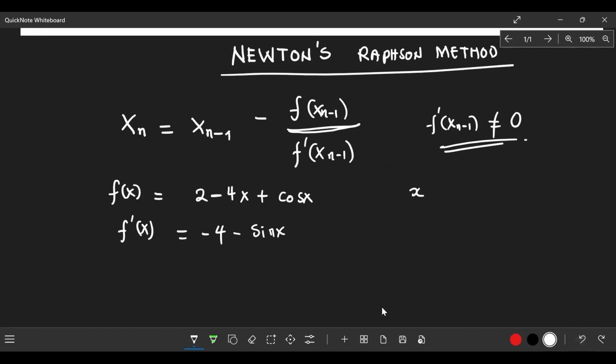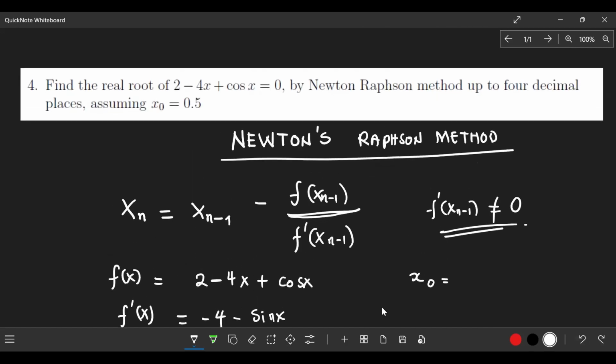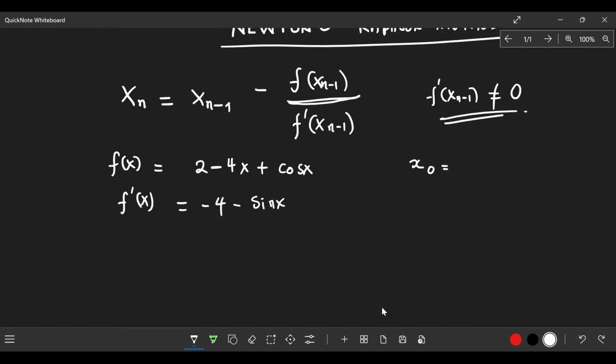So x naught is equal to what? What x naught is given in the question? 0.5, isn't it? This is what we are starting with. So starting with 0.5, now let's go ahead and substitute this in the function, because we need to substitute that value in the function.